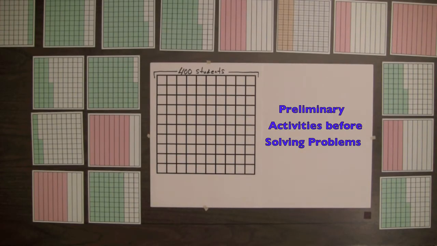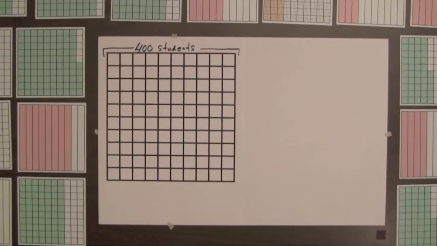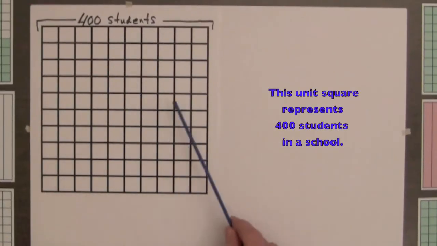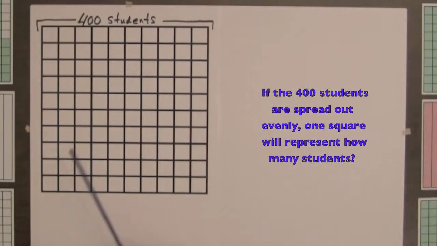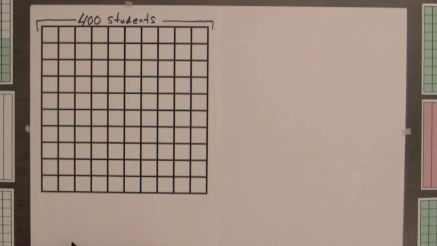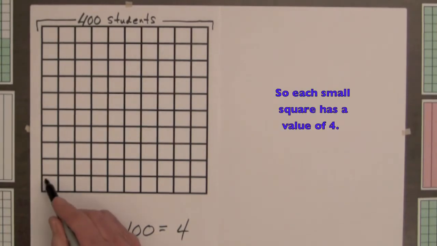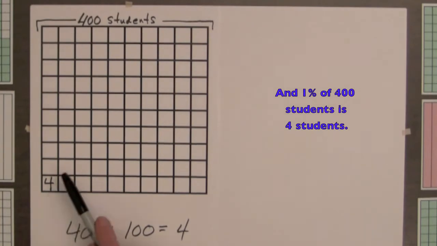Let's look at a few more preliminary activities before solving problems. Suppose this unit square represents 400 students in a school. If the 400 students are spread out evenly, one square will represent how many students? 400 divided by 100 equals 4. So each small square has a value of 4. And 1% of the 400 students is 4 students.